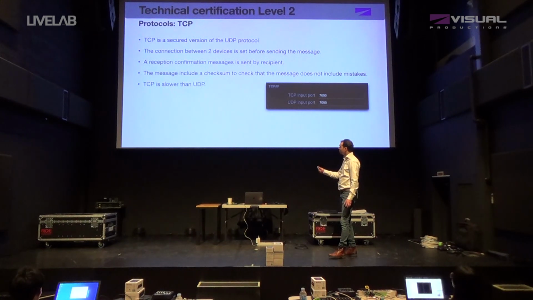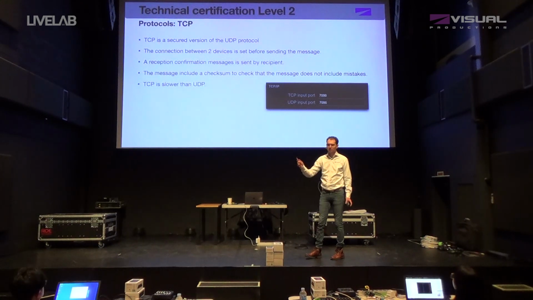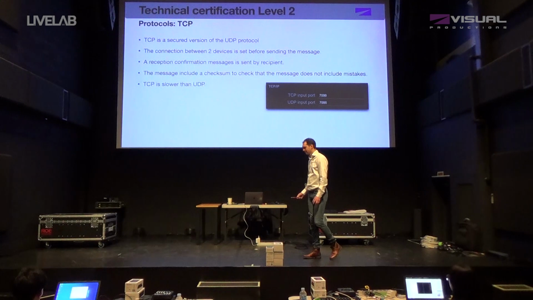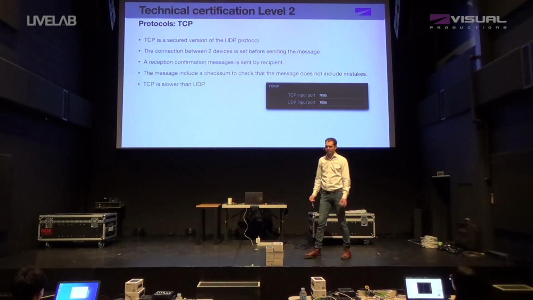So in the end, TCP is slower than UDP because of all the check messages all the time. It's slower.